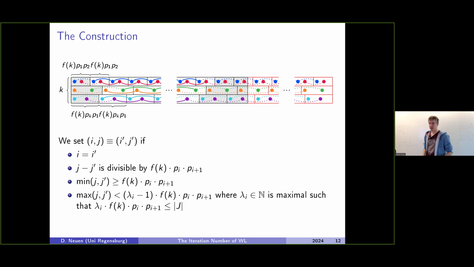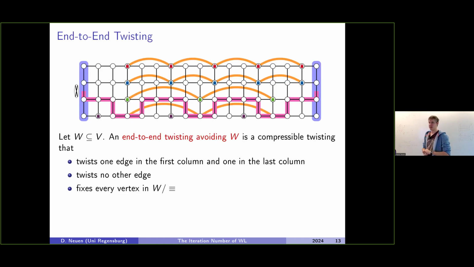Yeah, so we need a twisting that twists one edge in the first part of the grid at the very beginning, and one edge at the end of the grid. And this now leads to this definition of an end-to-end twisting. Okay, so the imagination here is we have W. W is a set of vertices where the cops are currently placed. So here we really choose a set of vertices. Yeah, so you can imagine you pick one representative from each equivalence class where a cop is placed.